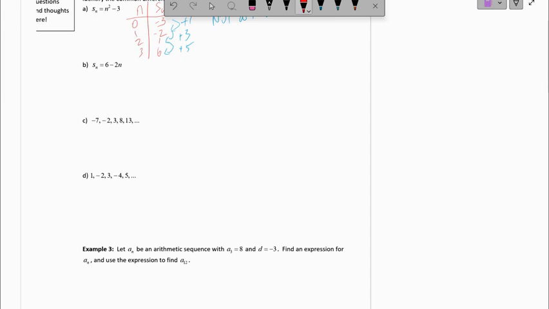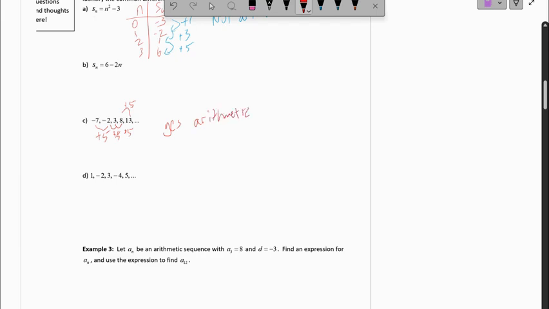This time you already have the y values of the table. So that's plus 5, that's plus 5, that's plus 5, and that's plus 5. They're all the same. We're all adding 5. So yes, it's arithmetic, and the common difference is 5.